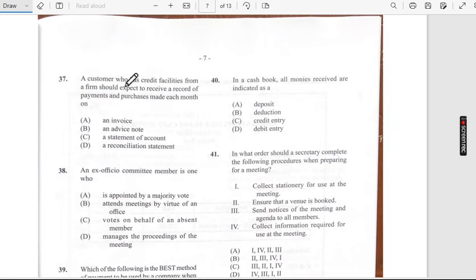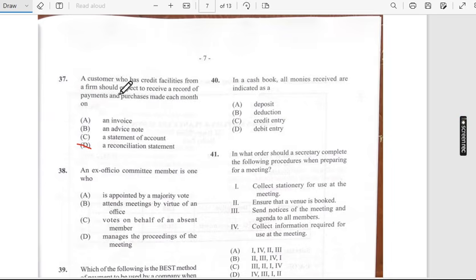All right. So number 37. Moving on. A customer who has credit facilities from a firm should expect to receive a record of payments and purchases made each month. And this one has to do with a statement. All right. Let me see. It says a customer who has a credit facility.